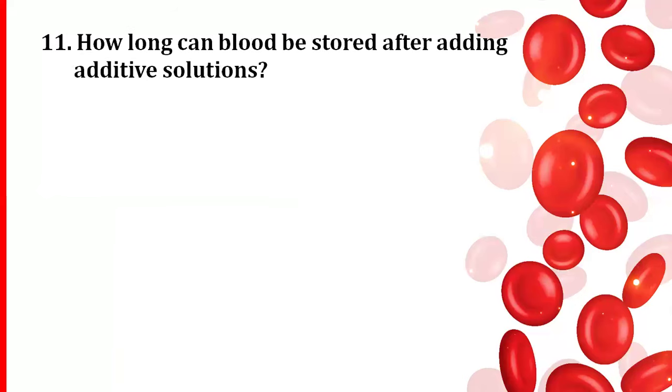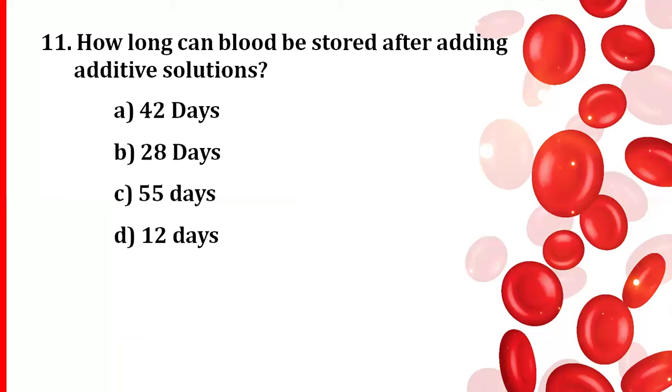Next question. How long can blood be stored after adding additive solutions? Option A, 42 days. Option B, 28 days. Option C, 55 days. Option D, 12 days. Here the right answer is option A, 42 days. After adding the additive solutions, we can store the blood for almost 35 to 42 days.